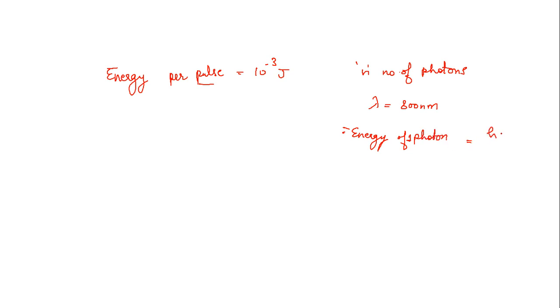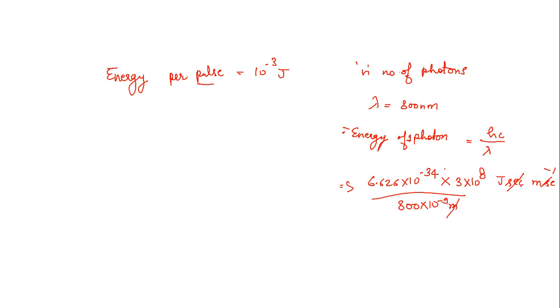The energy of one photon will be hc by lambda, which is 6.626 into 10 to the power minus 34 into c, which is 3 into 10 to the power 8. This is joule second, and this is meter second inverse. Okay, so the units cancel, and lambda is 800 into 10 to the power minus 9 meter. Meter to meter will again cancel, so we are left with 6.626 into 10 to the power minus 34 into 3 into 10 to the power 8 upon 800 into 10 to the power minus 9.